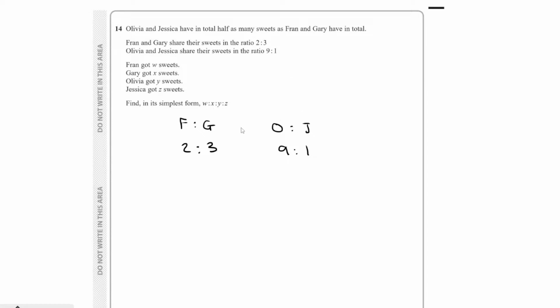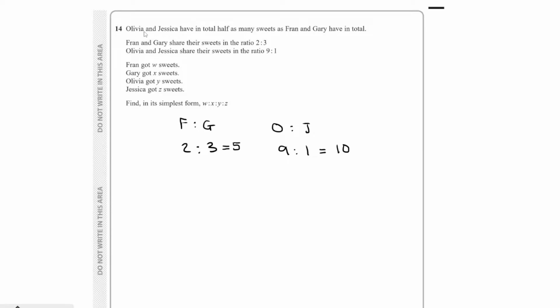What I did was I added them together, because they're talking in the first sentence about the total of each of them together, isn't it? So, for example, Fran and Gary in total have 5 parts, not literally 5 sweets, but some multiple of 5 sweets, isn't it? And Olivia and Jessica have 10 in total, so hopefully that makes a link. Obviously, one is a multiple of the other.